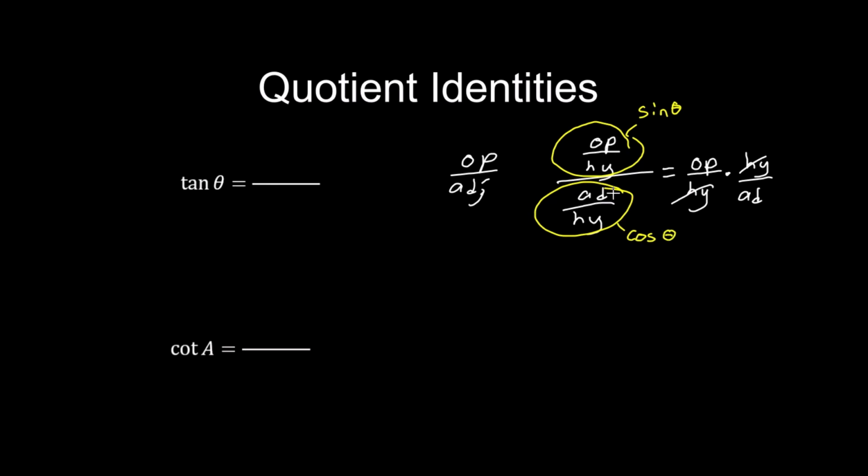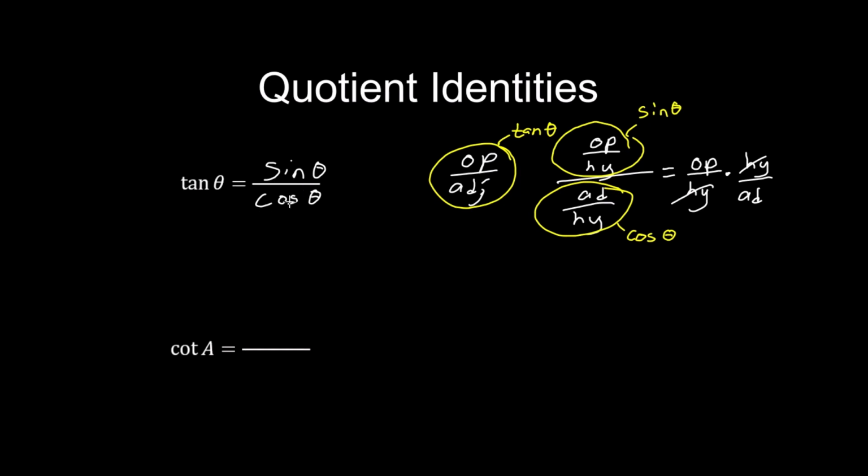When I divide these two, I get opposite over adjacent, which is the tangent of theta. So that right there is a little quick proof as to why the tangent of theta is equivalent to the sine of theta over the cosine of theta.